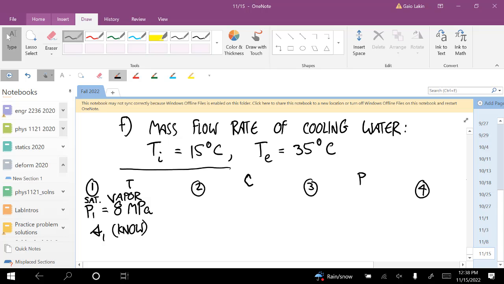What do we know? What's the other stuff we know? We know coming out of the condenser, we knew it had that low pressure, right? So P3 is 0.008 megapascals. We know it's a saturated liquid too.